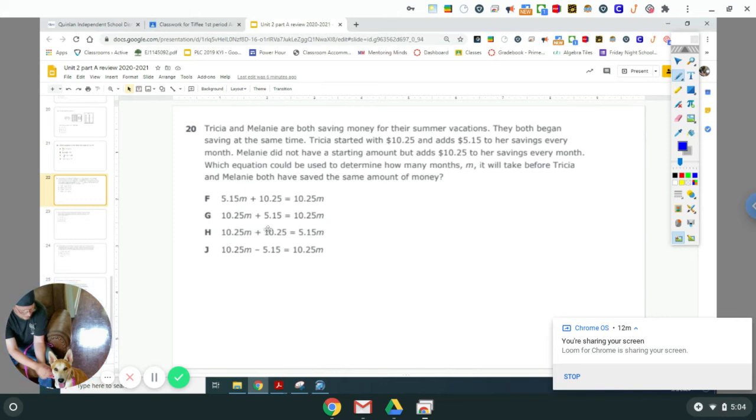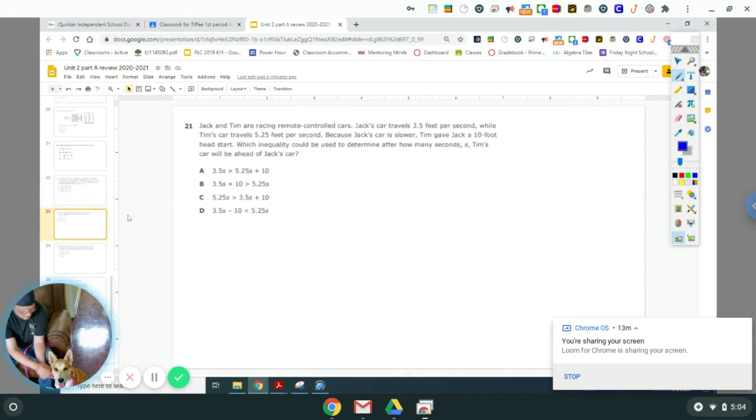Maybe, hold on. Melina did not save this right amount, but adds $10.25 to her monthly savings. Okay, so G and H are wrong, and so F is correct because it takes what Trisha saved, the $5.15 every month, plus the additional $10.25, which is equal to Melina's $10.25 per month. So the answer is F for 20.